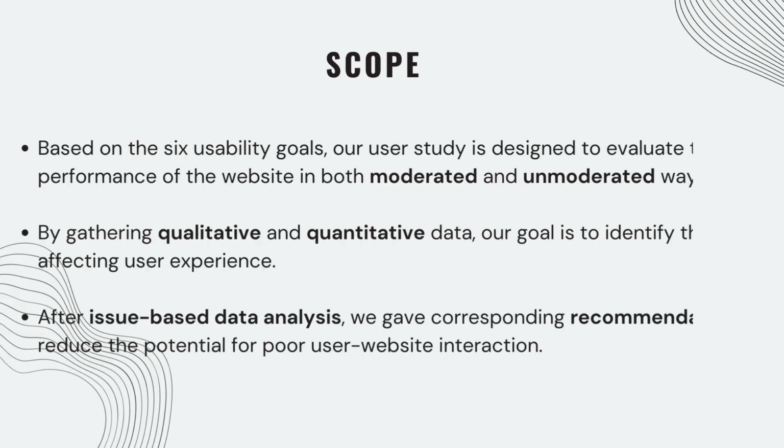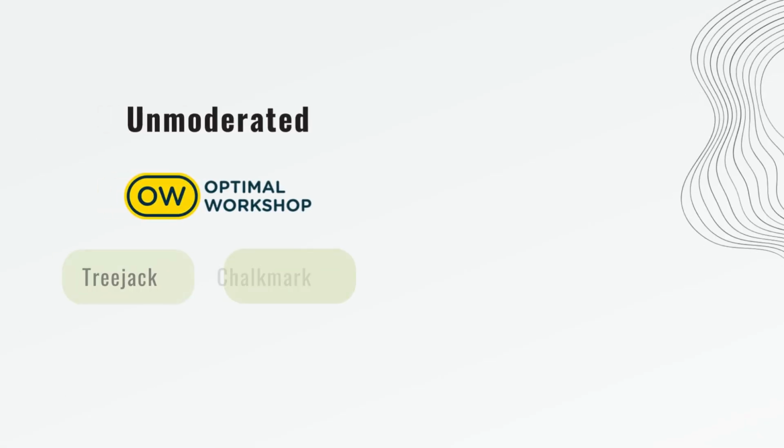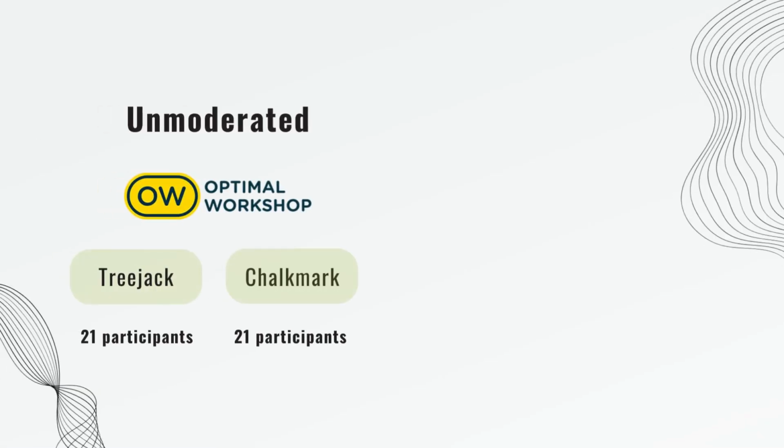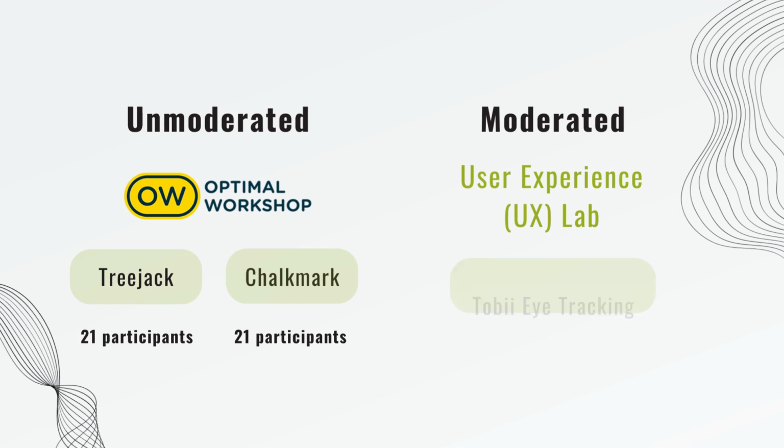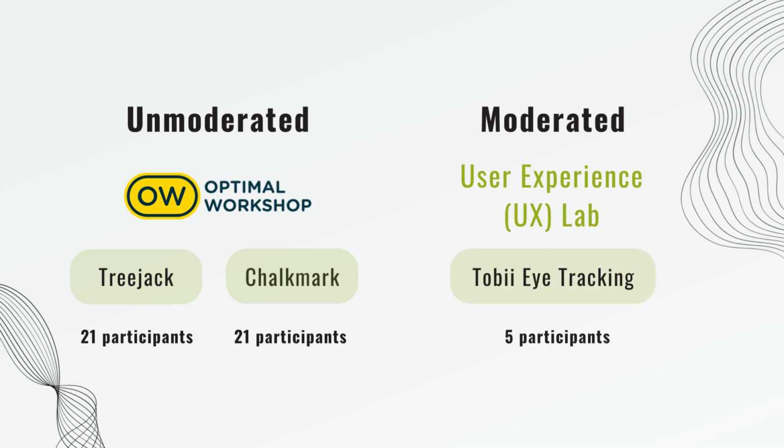In this video, we will go through a brief introduction of the usability testing methods that we used, with all the key findings and recommendations. TreeJack and Chalkmark in Optimal Workshop are utilized for unmoderated tests. A total of 21 people participated. The moderated testing is conducted in the User Experience Lab, with a Tobii eye tracking system embedded to see how participants interact with the actual website. A total of 5 people participated.